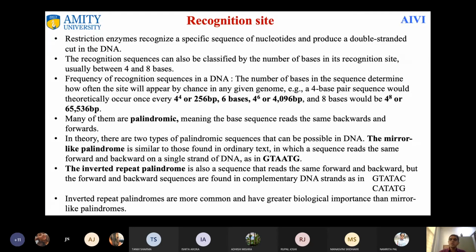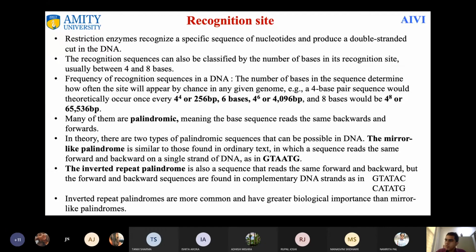Simply, you can say A, T, G, C, C, C, whatever the sequence you name it. Now, at what location is it going to break? The DNA sequence at that location is called the recognition site of your restriction endonuclease. This is the first basic property of your restriction endonuclease, the recognition site.